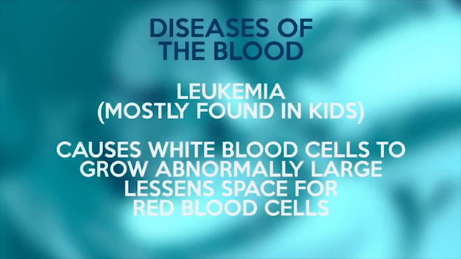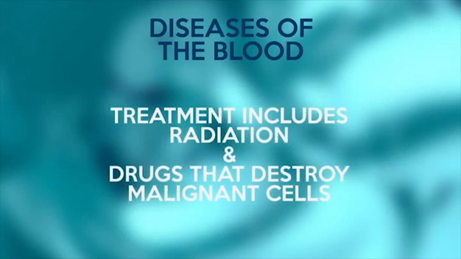Leukemia, described as an abnormal disease in white blood cells. This is one of the most dangerous of all blood disorders. In acute leukemia, mostly found in children, the marrow produces abnormally sized white blood cells which look like cancer cells. This abnormality lessens the space for red blood cells. Treatment of disease include radiation and drugs which wipe out malignant cells.